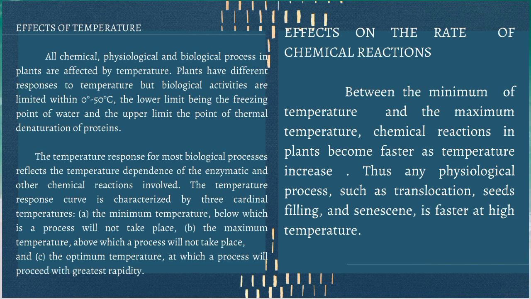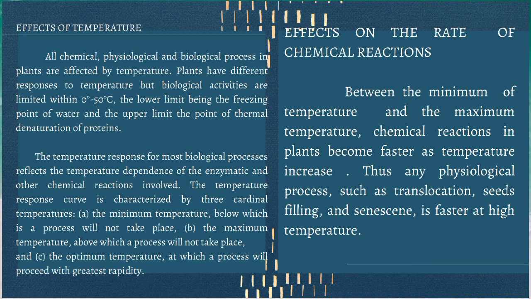The temperature responses for most biological processes reflect the temperature dependence of the enzymatic and other chemical reactions involved. The temperature response curve is characterized by three cardinal temperatures. First is the minimum temperature, below which a process will not take place. Second is the maximum temperature, above which a process will not take place. And the last is the optimum temperature, at which a process will proceed with greatest rapidity.